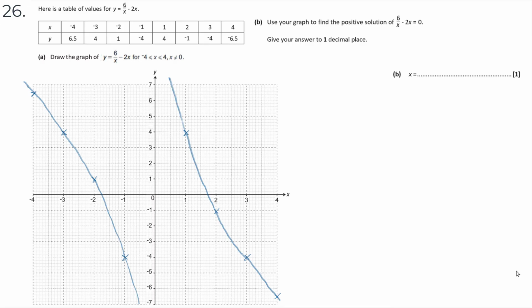So use your graph to find the positive solution of 6 over x minus 2x equal to 0. Well, y equals 0 is the x-axis. So if you've got an equation set to 0, then you're looking at where it crosses the x-axis. Now we want the positive solution. Noting that there is a negative solution here, isn't there? That's a negative solution because you've got a negative value of x, and then that's your positive solution there. So that one reads off to be about 1.7, to one decimal place.